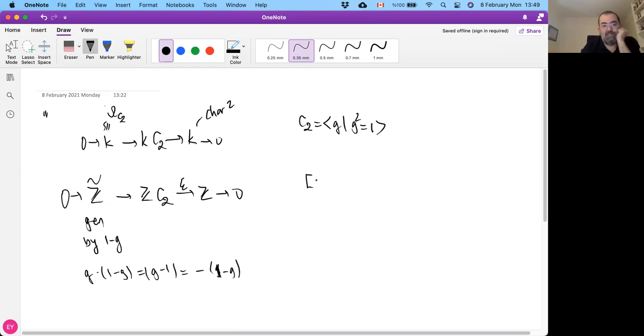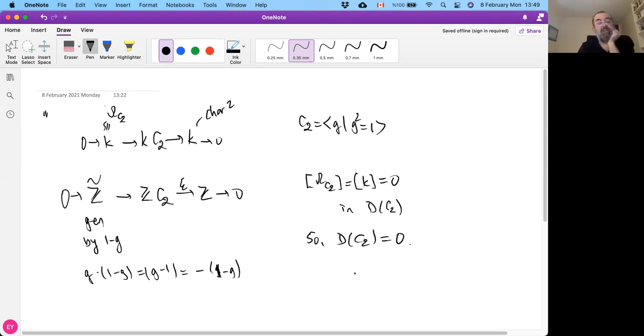That means its class in the Dade group is the class of K. K is 0 in the Dade group, so the generator becomes 0. So we can conclude that the Dade group of C2 is just 0. There's no non-trivial endo-permutation module except from K. K is the 0 of the Dade group for all groups.